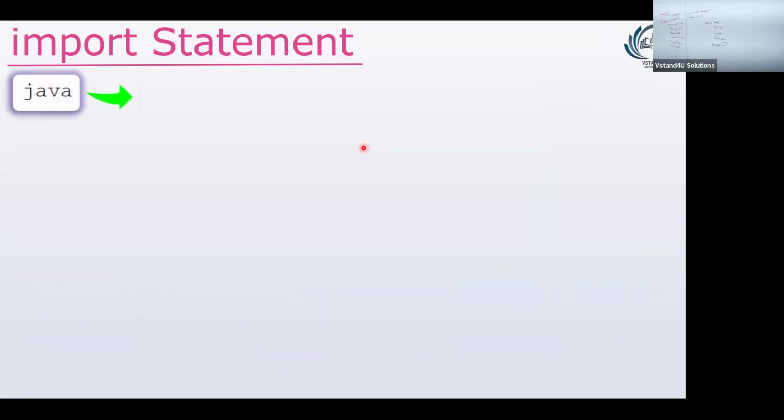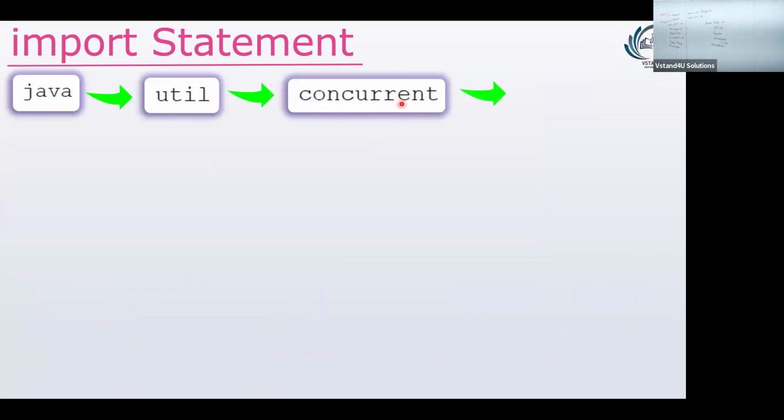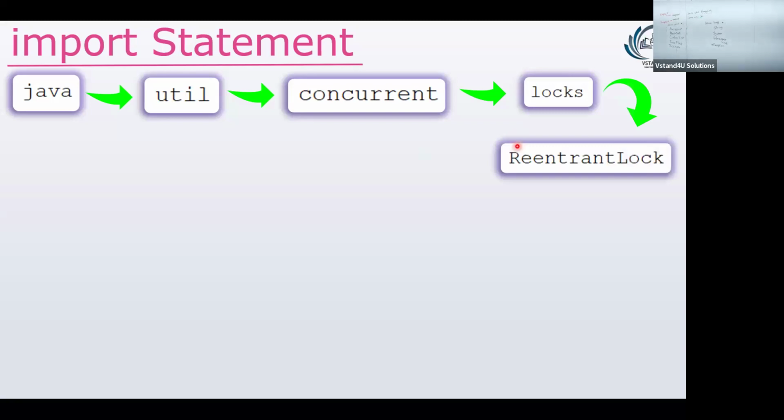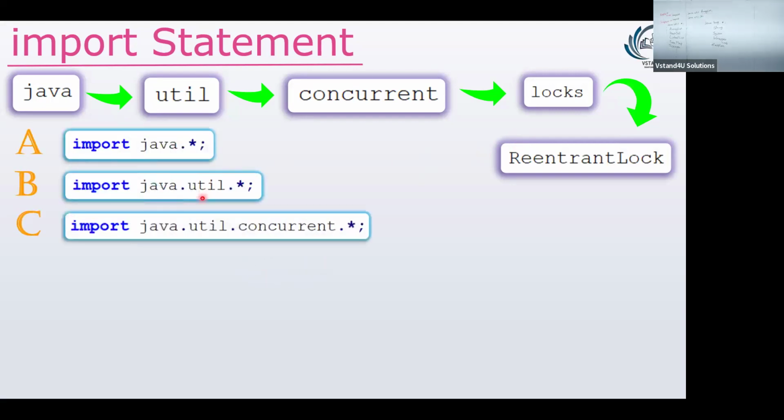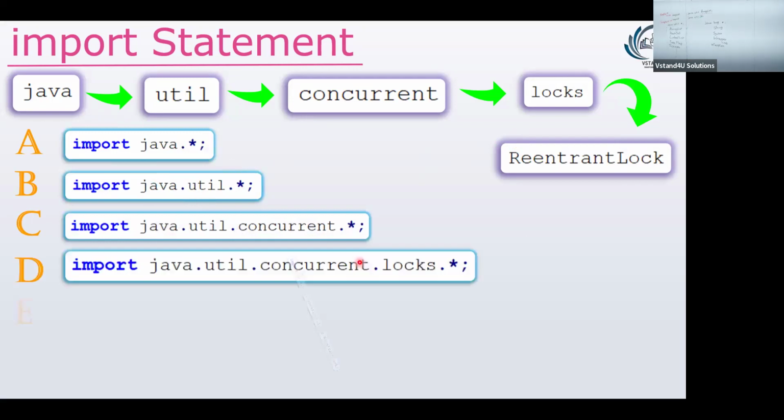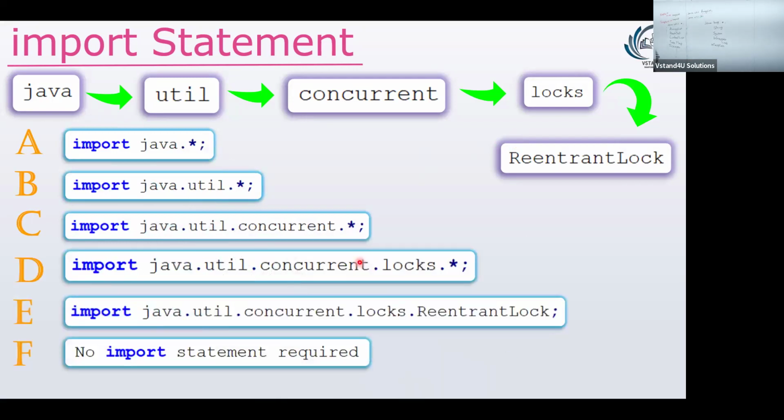Moving forward. Pay attention. There is a scenario I'm giving to you. There is a package java within util, then concurrent, then locks. In that there is ReentrantLock. Am I clear? I have to access the ReentrantLock. Pay attention. What is the right import statement for ReentrantLock? You need to tell me. A, B, C, D, E, F.